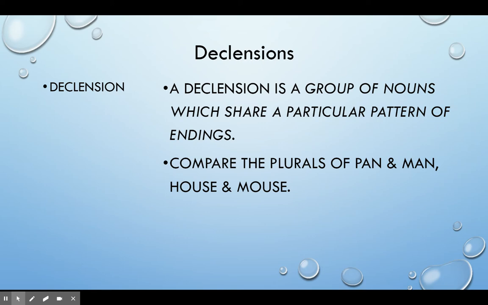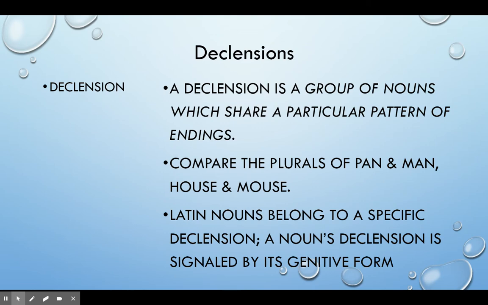Similarly, we have the good old-fashioned normal noun house. We make it plural by adding S, but we don't do so with mouse. Instead, we change it to mice. So declensions are not a perfect fit for how we think of nouns in English, but they are a perfect fit for Latin, and we're going to need to learn them.